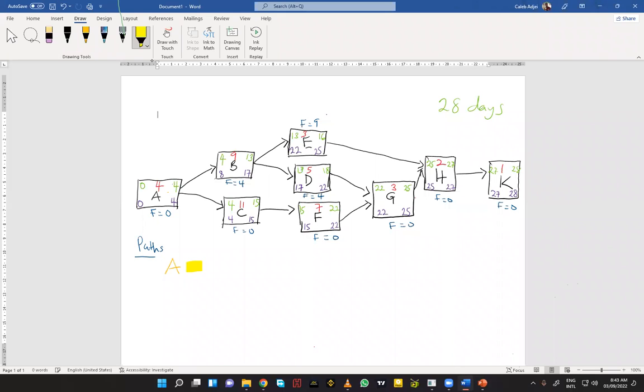So let's see. So A, we have B, we have E, we have H. Please, I hope the yellow color is okay. You can see it. And K. Please, I hope the yellow is okay. A, okay. So A, we have B.